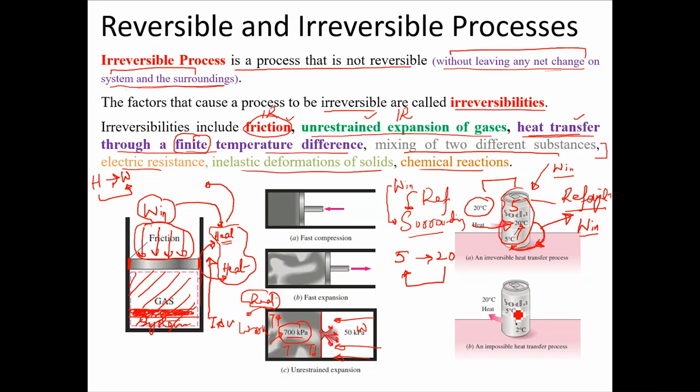And the other way around, the soda can going from 5 to 2 degrees centigrade by releasing heat to 20 degrees centigrade, this is an impossible heat transfer process. It cannot occur without the help of the refrigerator. So in order to do that, you have to have a refrigerator. Clear enough so far? Is it clear? Yes, sir. All right.